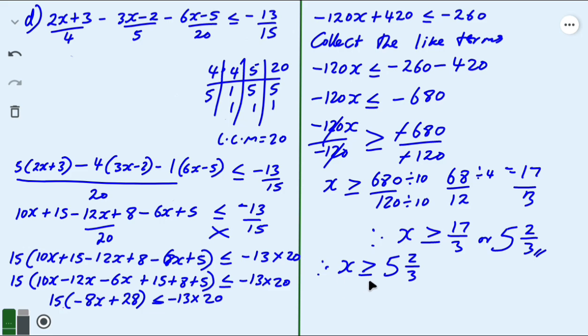So our answer here is going to be 5 whole number 2 over 3. Let's move on to the next question.